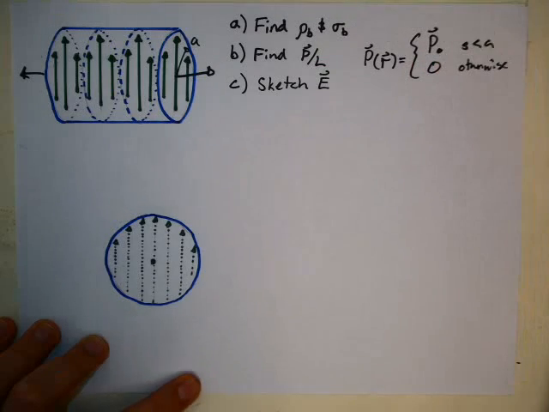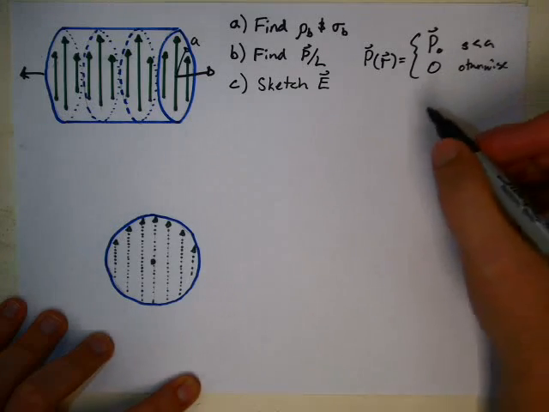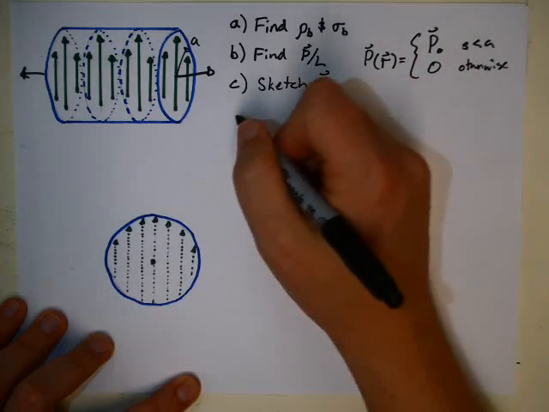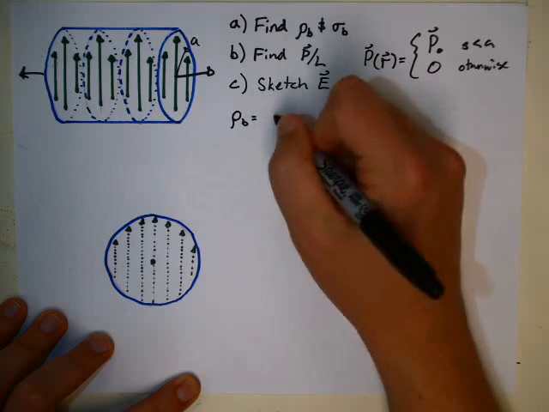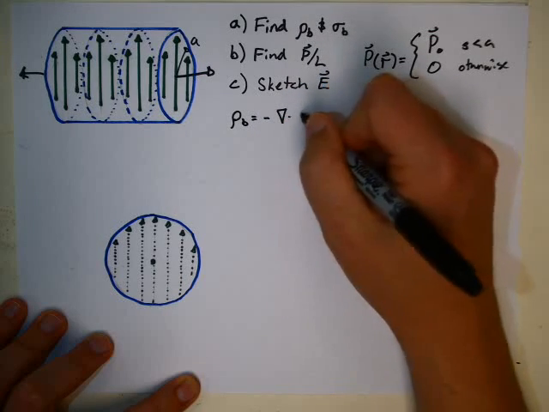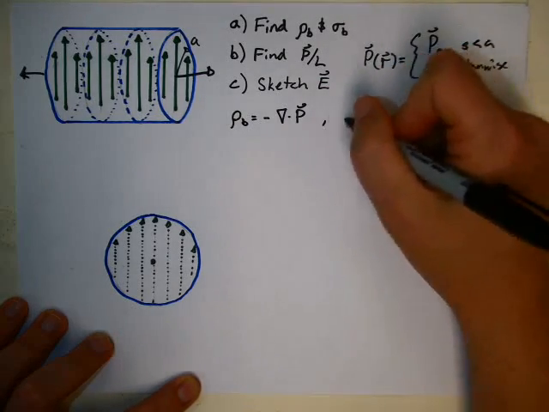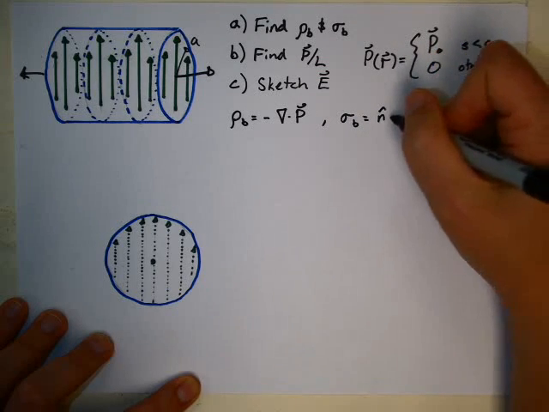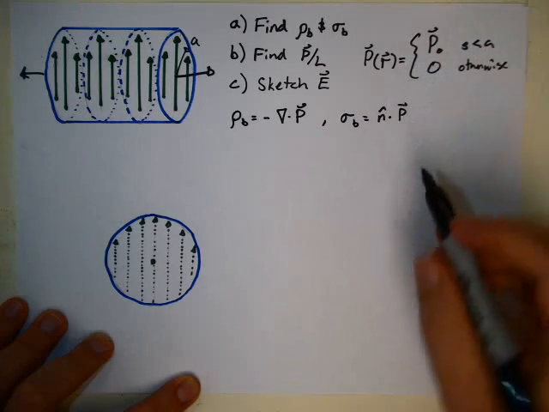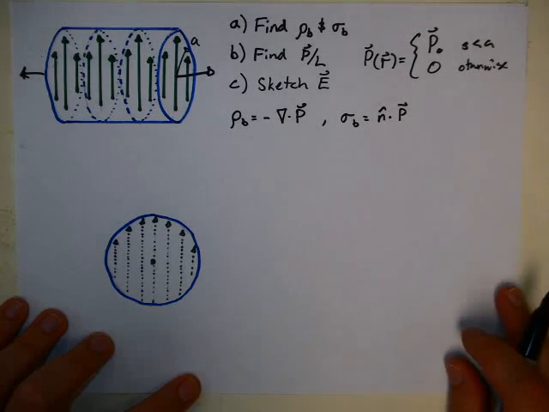In order to find the charge densities, we're just going to use the formulas that we have for finding charge density. What we found by doing that neat little trick with the potential where we did the integration by parts is that the volume charge density, rho sub b, was equal to minus the divergence of the polarization, and that the surface charge density, sigma sub b, is n hat dot polarization vector, where n hat is the normal to the surface that we're looking at.